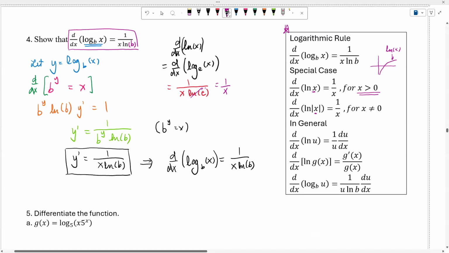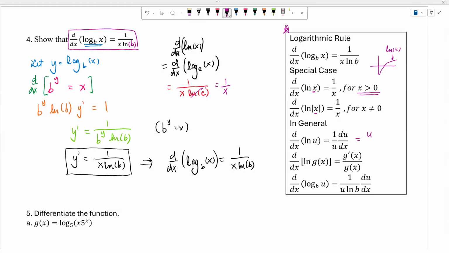So in general, if I take the derivative of natural log of u, it will be 1 over u times du dx, or most of the time, we like to write it as u prime over u. Just like what we did here, if I take the derivative of natural log of g, then it will be g prime over g. And if I take the derivative of log base b of u, it will be 1 over u natural log of b, times u prime, because again, u is a function of x.